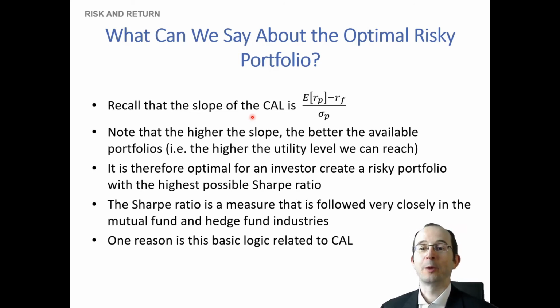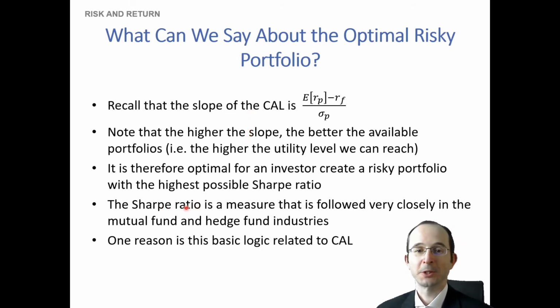So one powerful insight from all of this math, then, is that what we really want to do is create a risky portfolio with the highest possible Sharpe ratio. That's going to give us the steepest capital allocation line slope, and that will get us on the highest possible indifference curve, give us the highest utility over expected returns and portfolio standard deviation.